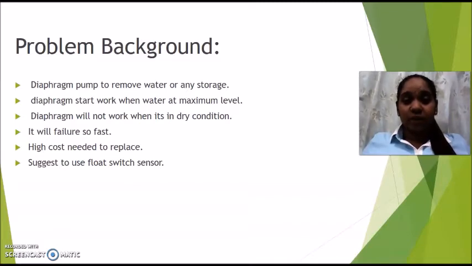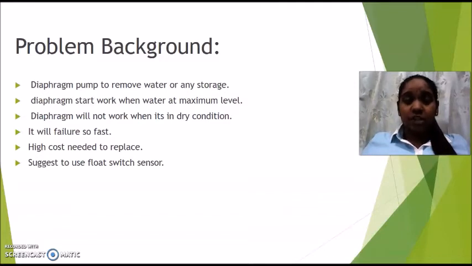In summer days the culvert will be in dry conditions. So the diaphragm pump will work but it won't remove any water or any storage. So it will still be working but it won't function. So this will lead to failure. I mean the diaphragm pump will fail so fast in summer days because there's no water for it to remove.